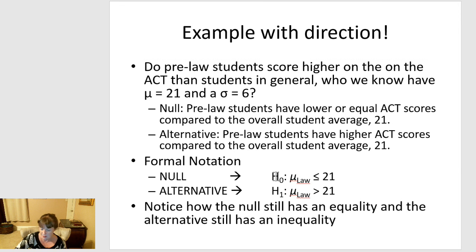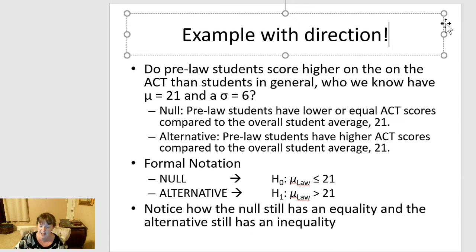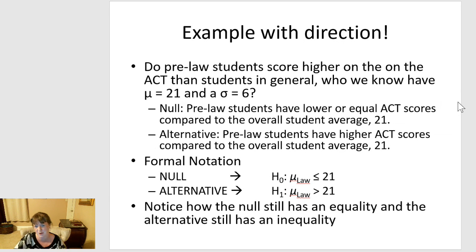But notice, the null hypothesis is still saying that things are going to be equal to. They're just saying equal to or less than. Because less than is treated the same as equal to. Because as the lawyer, if I find out that pre-law students have lower ACT scores than average, I'm not even going to tell anyone. I'm just going to say, well, it was less than or equal to, and I went with that, right? I didn't reject that null hypothesis. They were less than or equal to 21. But you're not going to tell anyone that they actually were less than. You're going to treat less than and equal to as the same sort of outcome.